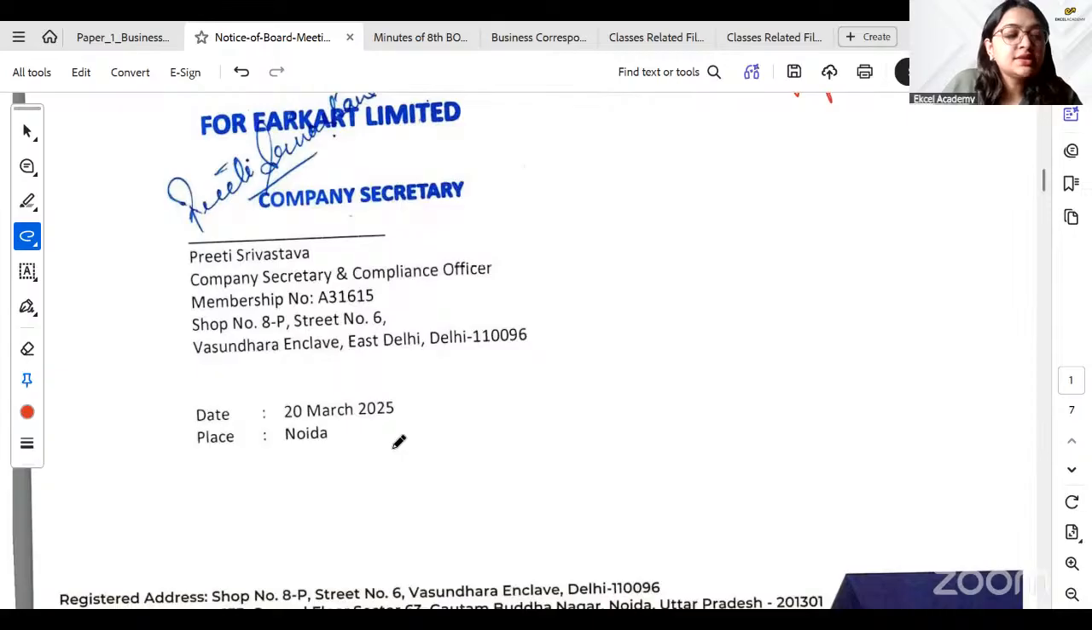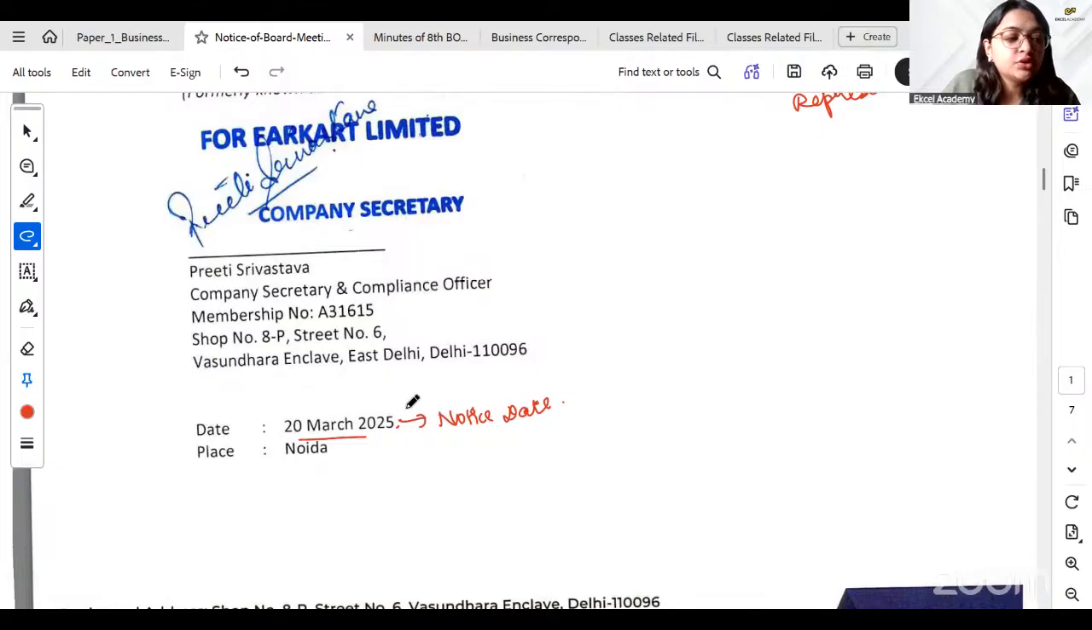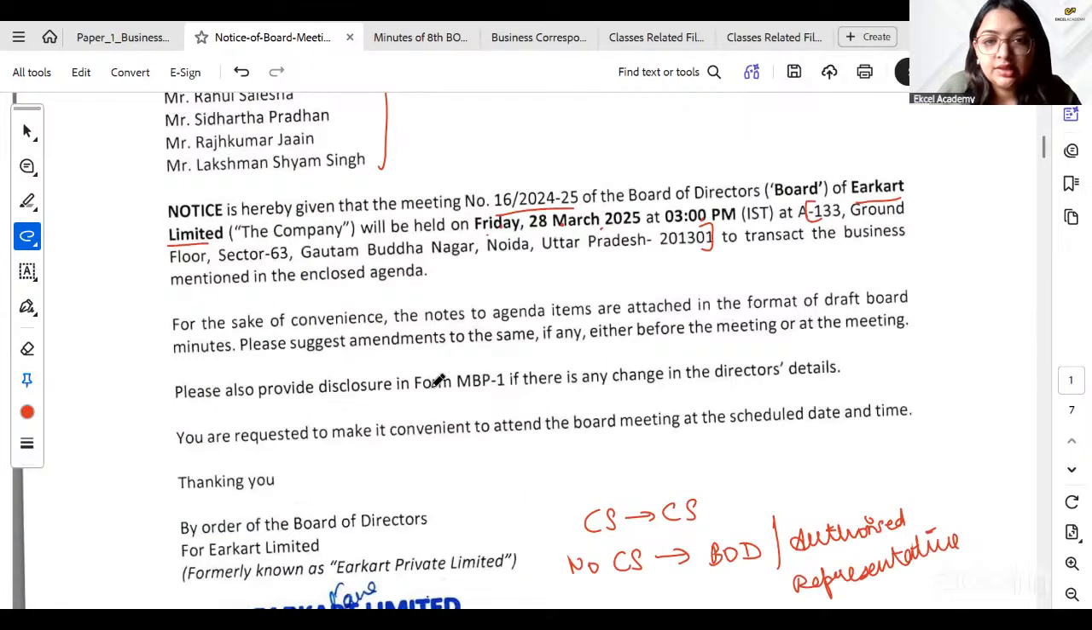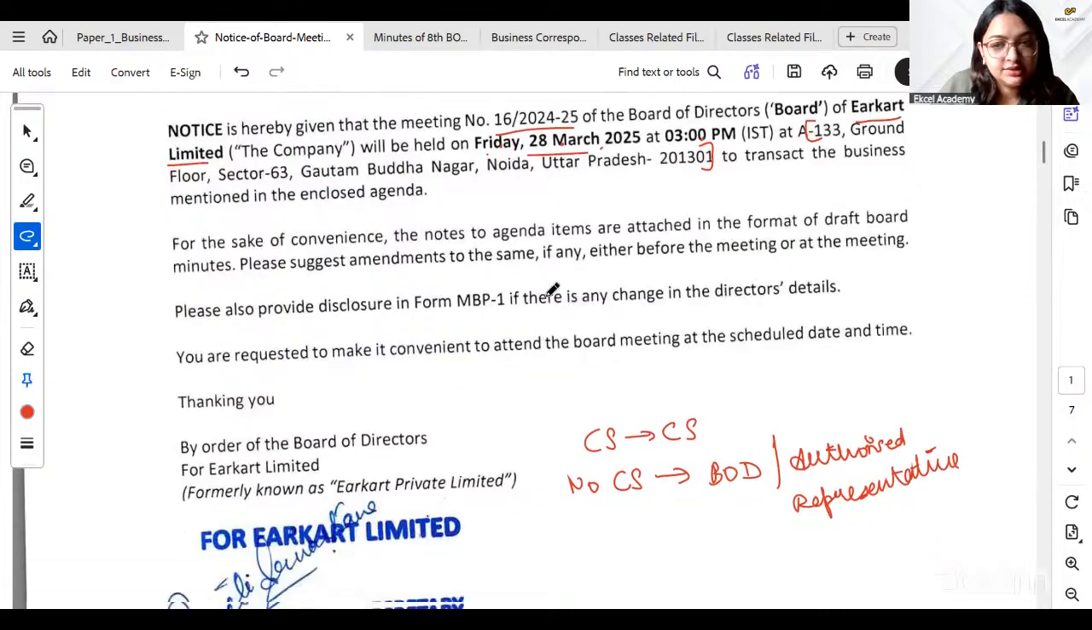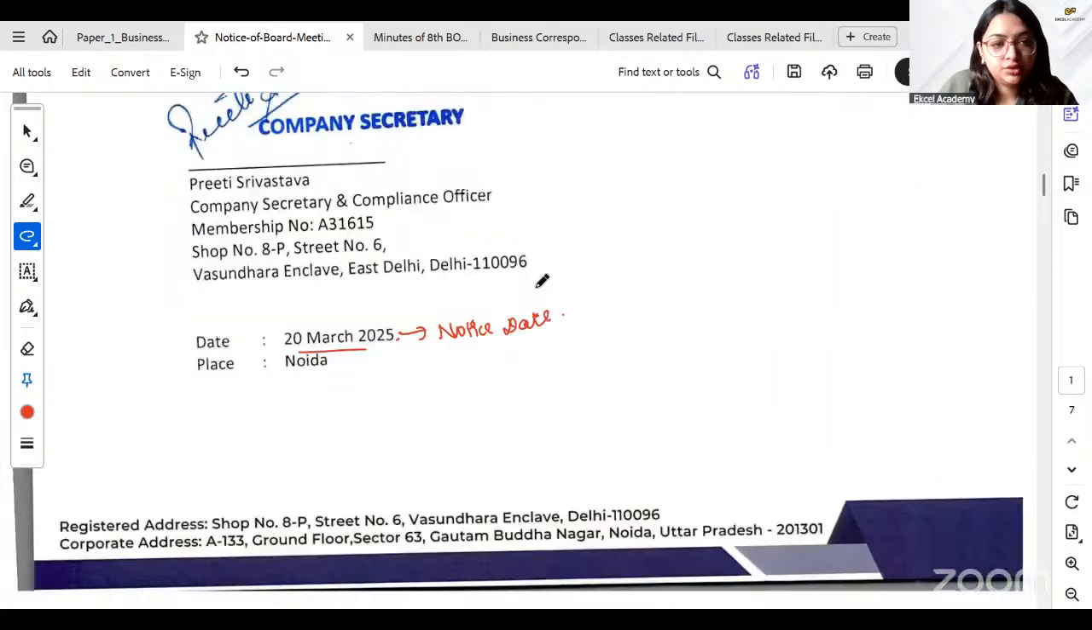Okay. So this is a notice which is again available on the internet. You have date of the notice. Okay. Date of the notice and the place from where you are sending the notice. Quick call. Do you think this notice is sent at a shorter notice or within time? So it is sent on 20th March and your meeting is on 28th. So it is sent 8 days in advance, right? So this is not a meeting at shorter notice.